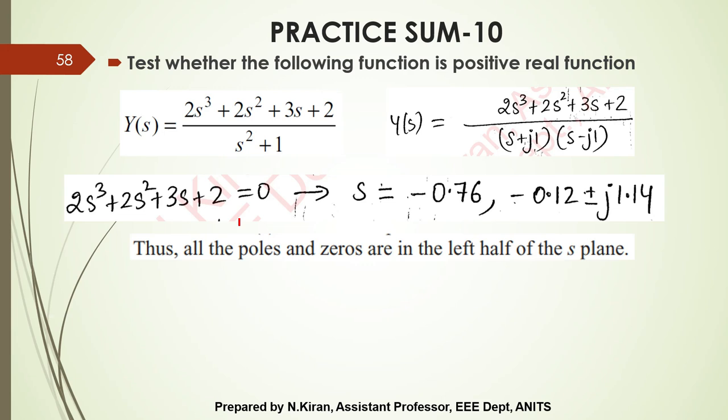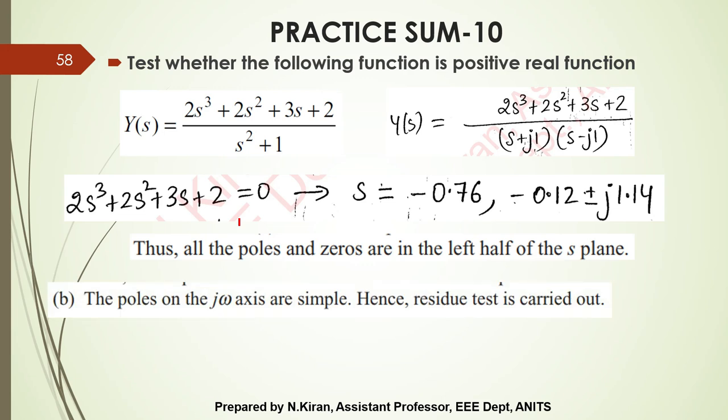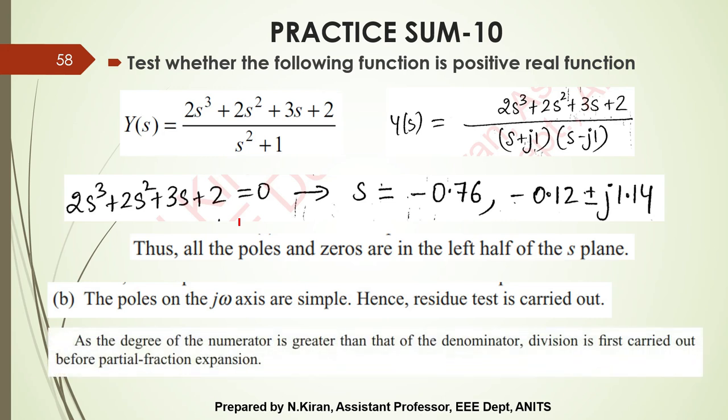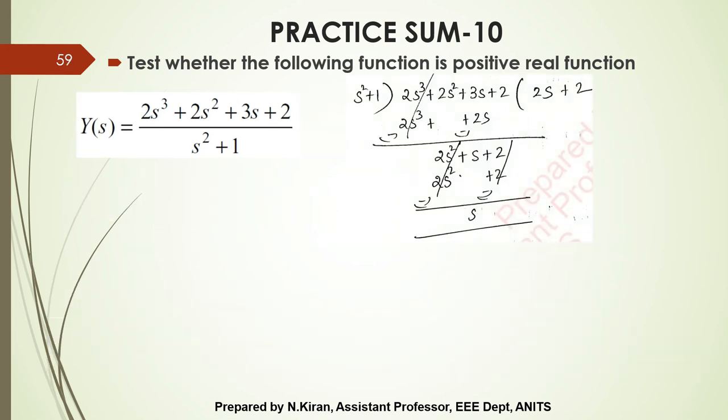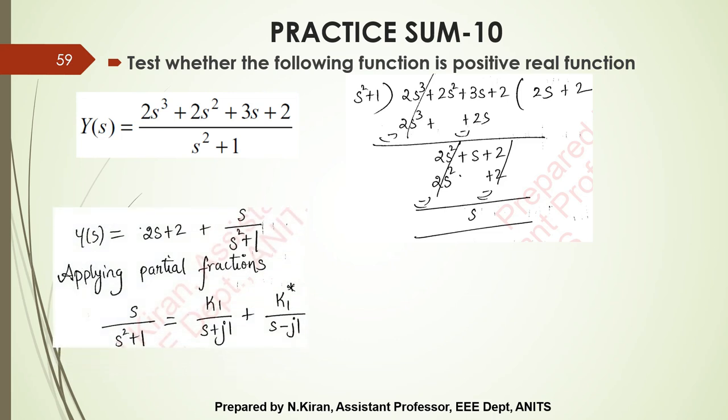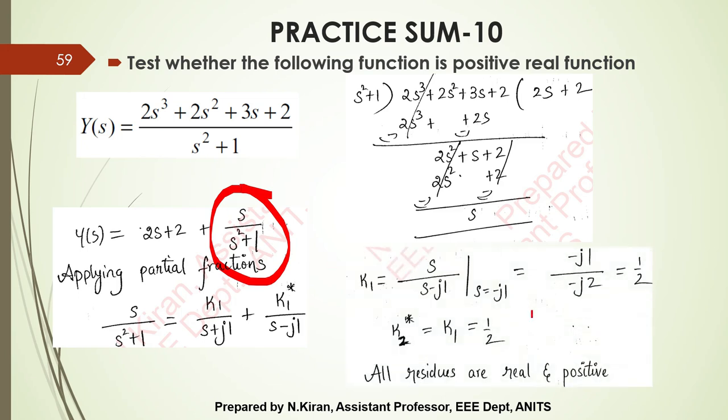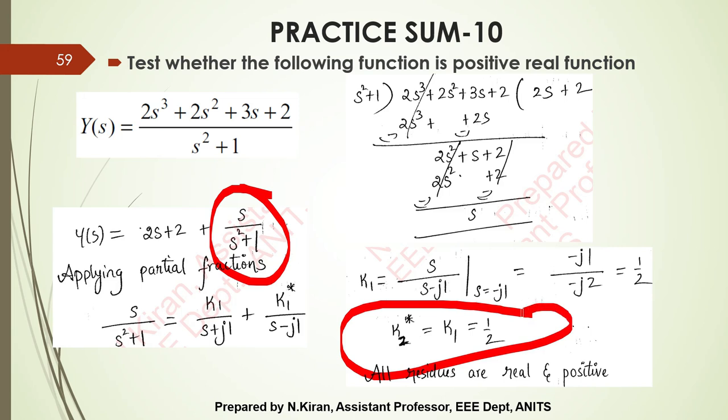I have poles on the j omega axis, hence I need to conduct the residue test, but since the numerator degree is greater than the denominator degree, I have to perform division before applying partial fractions to find the residues. So here I'll find, in this case, it is s by s square plus 1. So until your numerator degree is less than the denominator degree, you have to carry on the division. Okay, and the residues obtained in this case are real and positive, hence the second condition is satisfied.